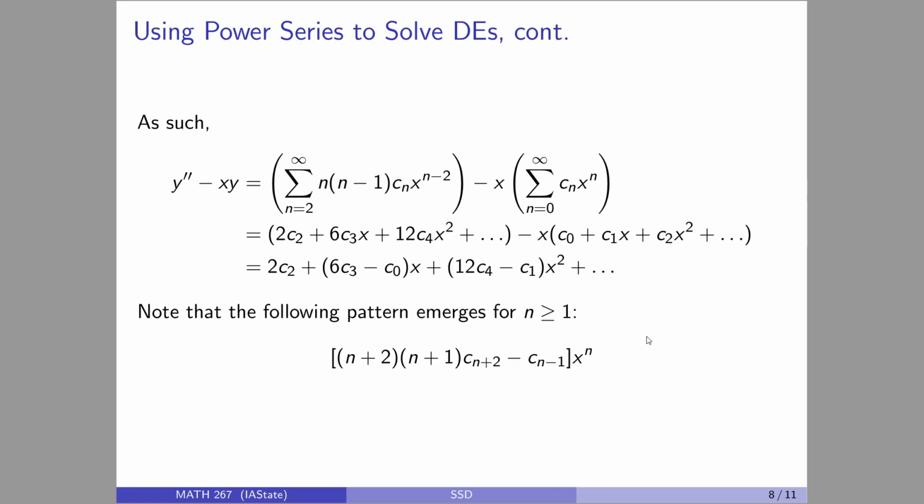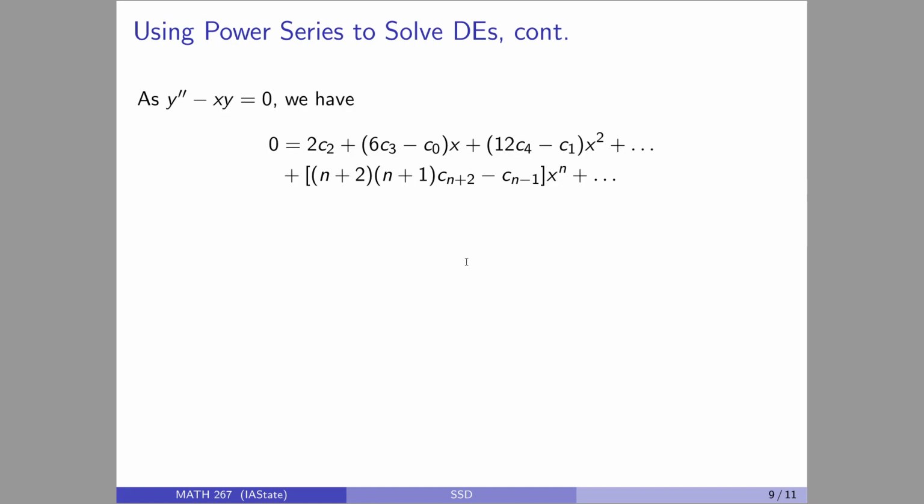All right, so remember, this was y double prime minus xy equal to 0, so we're going to set this equal to 0 now, which is this. Now, remember, a power series is like an infinitely long polynomial. If a polynomial is equal to 0, that means the coefficients have to be 0. Same is true for a power series. If a power series is equal to 0, all of its coefficients must equal 0.